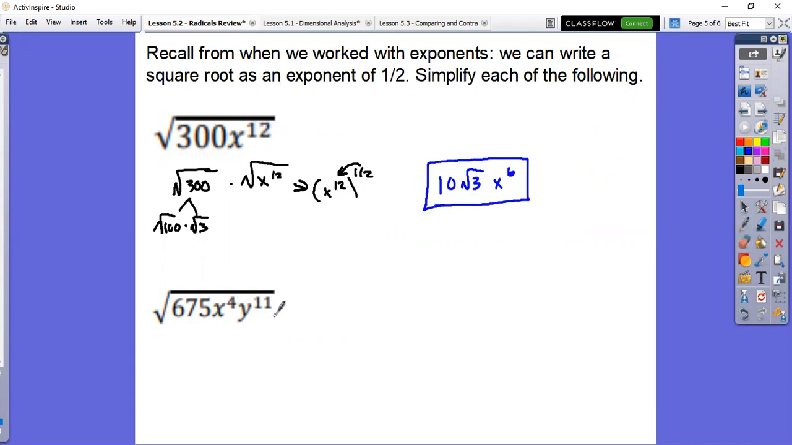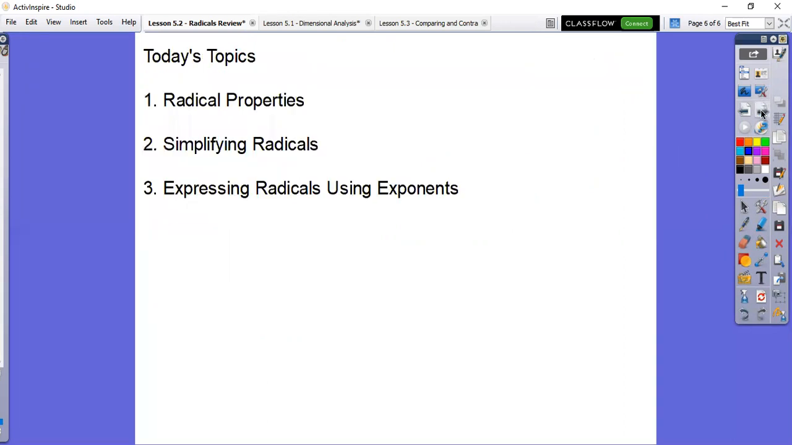So I'm going to leave the second one up to you. We will go through these in class. So that is it for today. Today we talked about radicals and simplifying radicals. And then we also spoke briefly about expressing radicals using exponents in that last part.